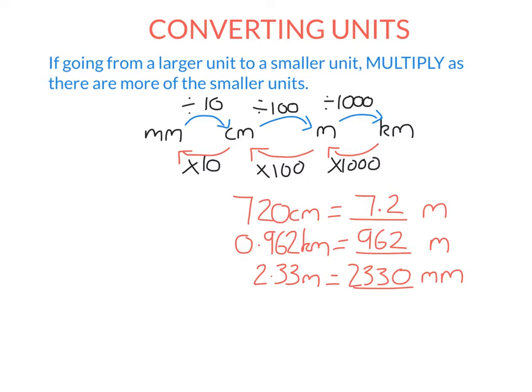What if I change this and I want to convert square units? Let's say I wanted to convert between millimeters squared, centimeters squared, meters squared, and kilometers squared. Can I use these same numbers? Is there still 10 square millimeters in a square centimeter?